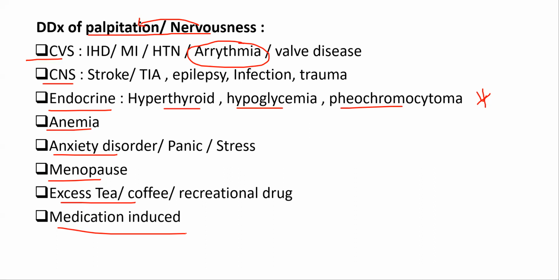So these are the main differential diagnoses for palpitation or nervousness: CVS, CNS, endocrine, anemia, anxiety, menopause, excess tea, coffee, recreational drugs, and medication-induced.